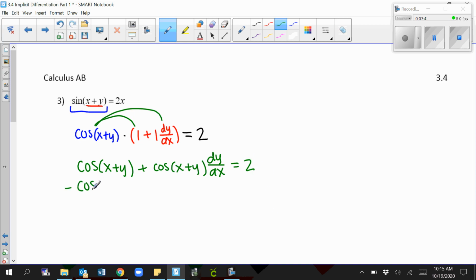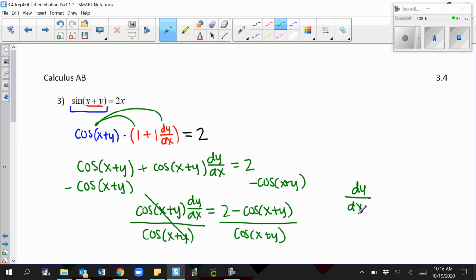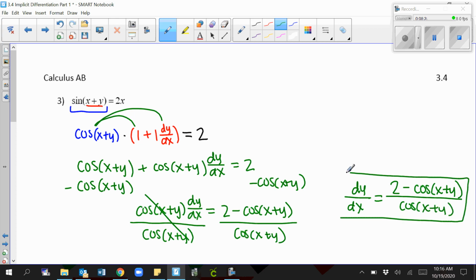So I need to subtract this cosine over. So I have the cosine of x plus y dy/dx is equal to 2 minus the cosine of x plus y. And then the last thing I'm going to do here is divide to get that dy/dx by itself. So that cancels out, and I'm left with dy over dx is equal to 2 minus cosine of x plus y over the cosine of x plus y. So that green right there is our answer.